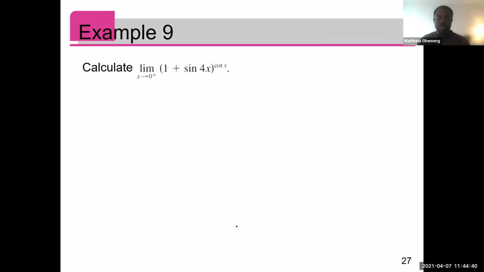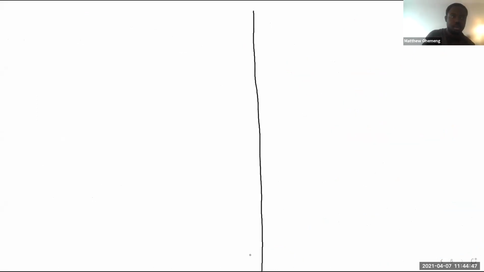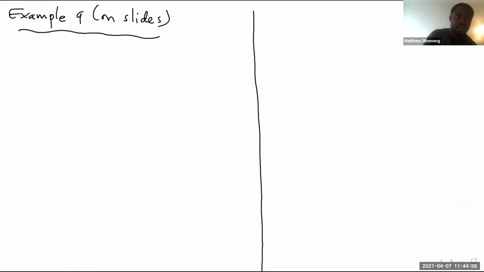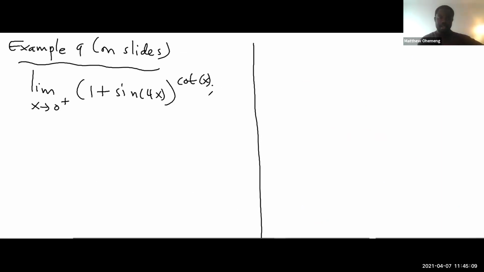Now, with that said, let's look at an example. Example 9. Okay, so for this, we have the limit as x approaches 0 from the right of 1 plus sine of 4x, all to the power cotangent of x. Okay, so now let's try and see what this limit is.